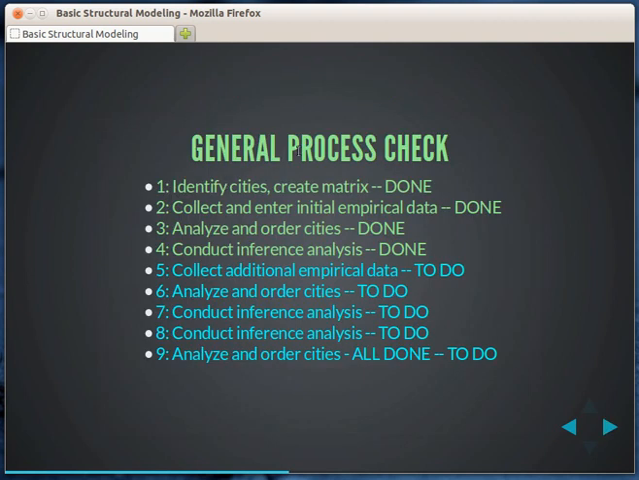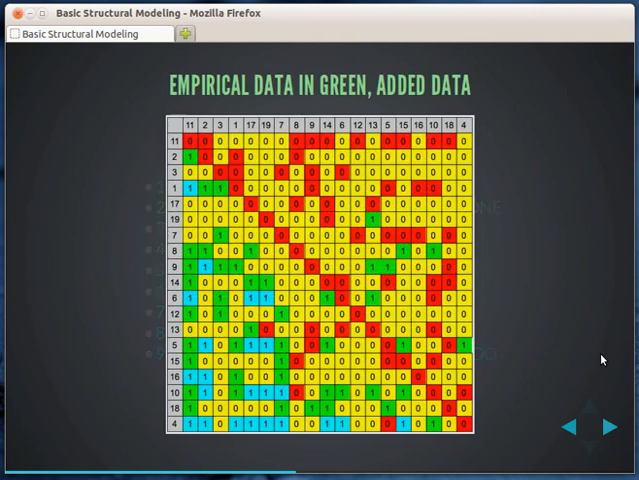So our general process steps: we've identified the cities, and we've created a matrix, so that's done. We collect and enter initial empirical data, that's done. Analyze and order the cities, that's done. And this is the activity. Ordering the cities is one of the major things that we're designing for our software code. We're just discussing it now, the requirements. And conduct inference analysis, that's done. Of course, how to actually do the computation in the computer code is also going to be part of our design process.